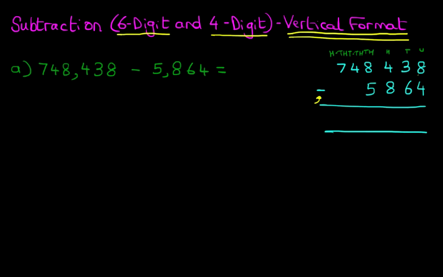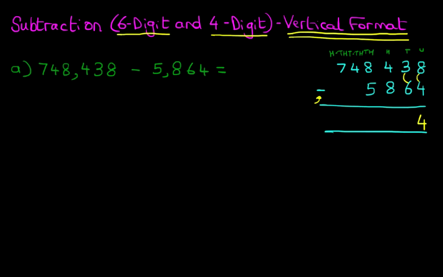As always, we start on the right hand side first. So the first one we have is the units column on the right hand side. We've got 8 minus 4. 8 minus 4 is 4. So nice easy one. And now we've got the tens.